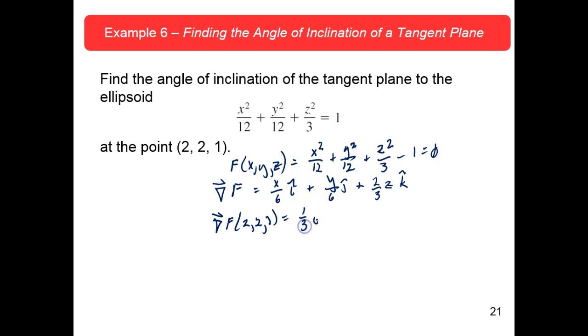Okay, 1/3 i, 1/3 j. I can't read my own writing. That is a 1. Okay, 2/3 k. All right. So there's the gradient. Now, the gradient is normal to the tangent plane. So that's your normal. That is what earlier we were calling n.